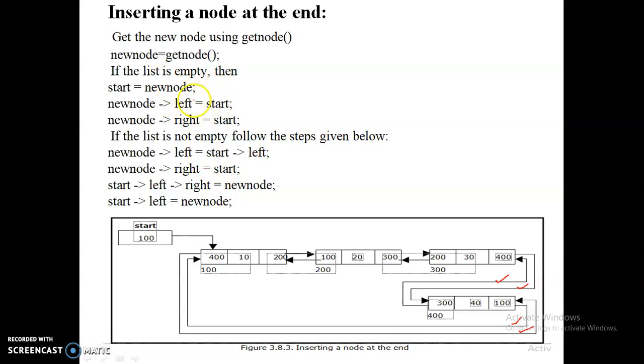If the list is empty, we will add the node at the initial. That is, start node is the new node, and left and right are the start. If it is not empty, then assign the new node left equal to start of left. New node left is the start of left.